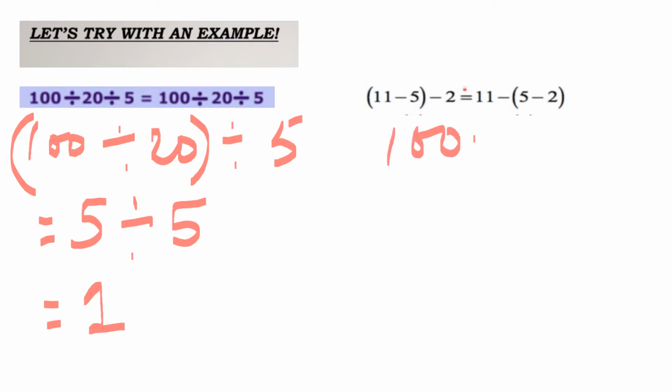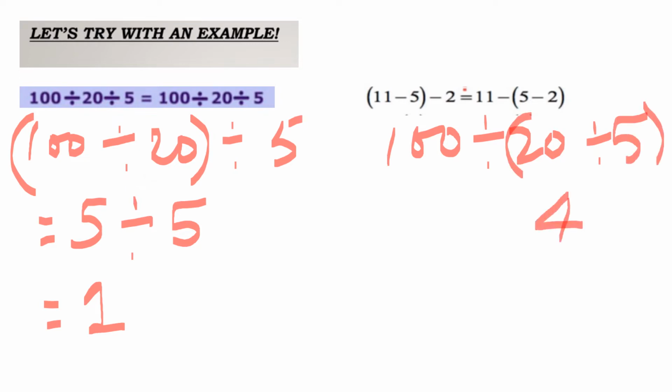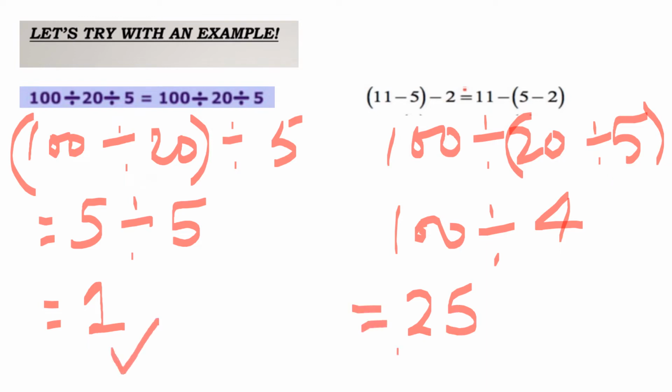Now, for the similar question, I will be grouping 20 and 5. So 20 divided by 5 is 4, since 5 times 4 gives me 20. That means I have to divide 100 by 4 now. 4 times 25 gives me 100. Here we clearly see that the left hand side and the right hand side are not equal. Therefore, associativity does not hold good for division.